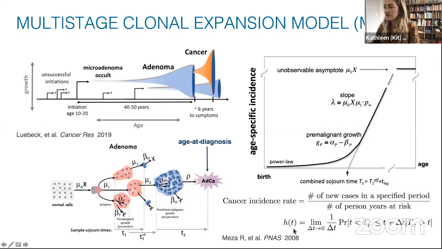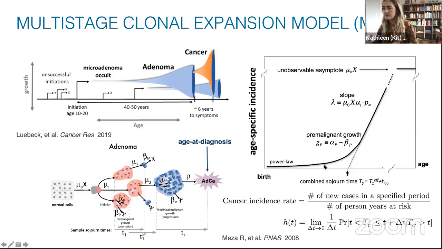And when you write down this function, given this model of differential equations, you can pull out what these incidence curves actually reflect in the biological process. So this exponential power law behavior in the age incidence curves reflects the pre-malignant growth phase, so alpha P minus beta P. And the slope has to do with the multiplication of the rates of initiation and the probability of survival for the pre-malignant clones, for example. So then when you take this hazard function from the model and fit it to incidence, you can recover these types of parameters like growth and mutation.